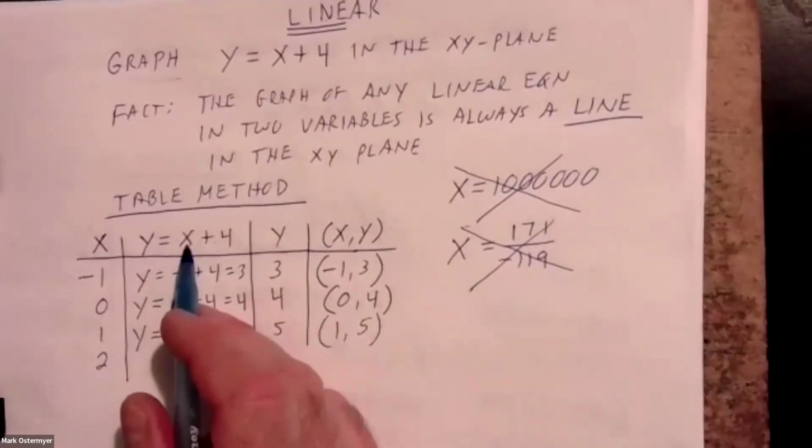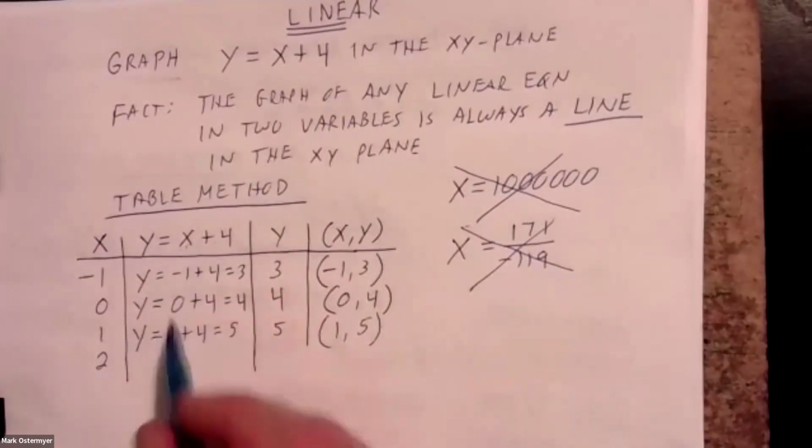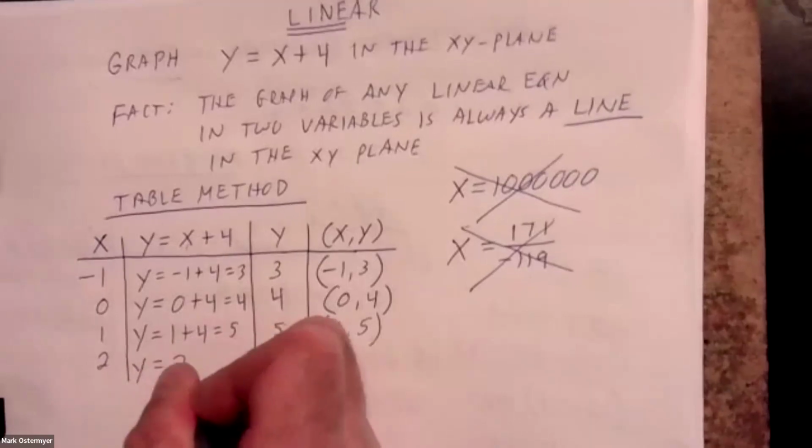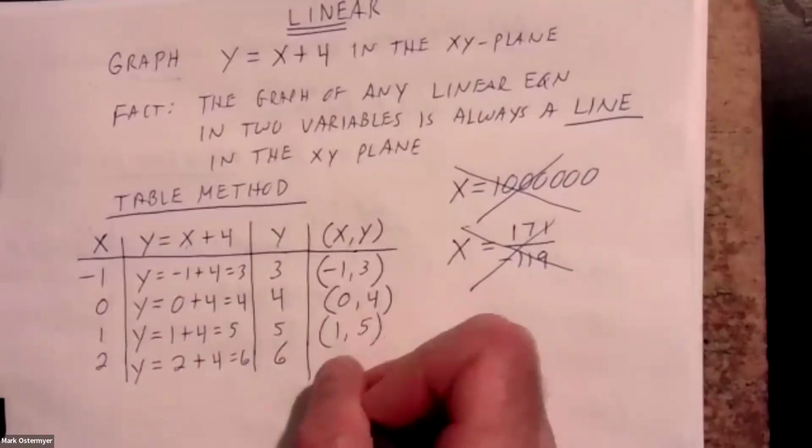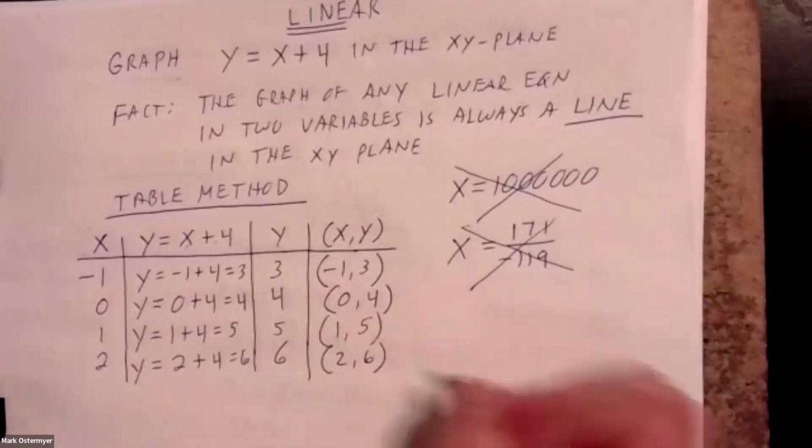Let x be 2. Put 2 into the linear equation in for x. y therefore must be equal to 2 plus 4, which is 6. Hence, we have another ordered pair solution of (2, 6).